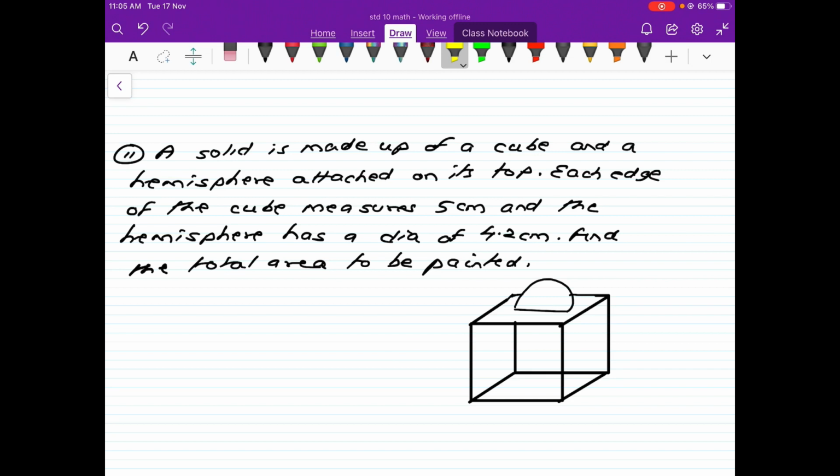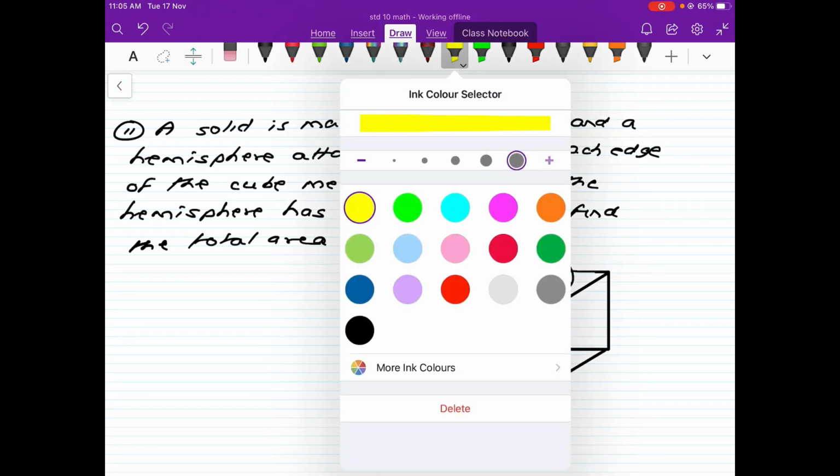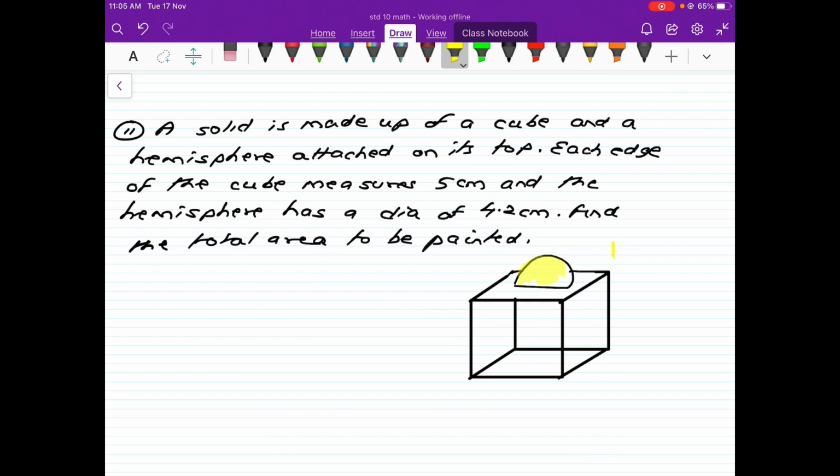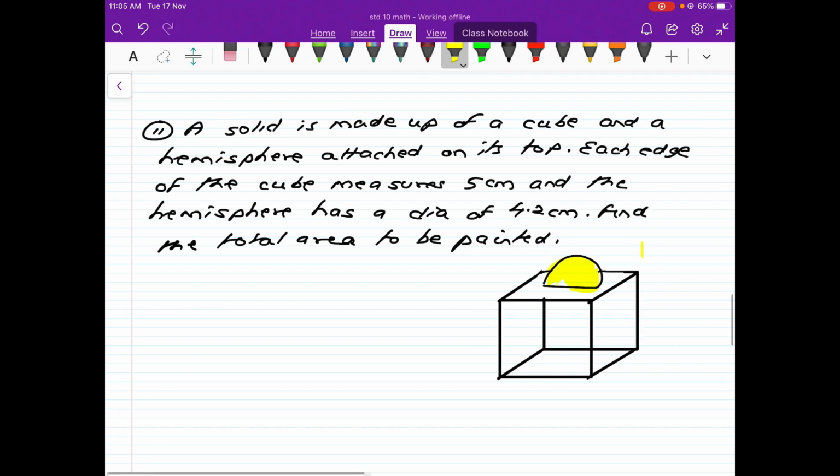Now we come to the 11th sum. So what is the 11th sum? The solid is made up of a cube, and on top of it a hemisphere is attached. So this is the hemisphere which is attached on it. Now we have to paint this cube. For painting, we should always remember 5 sides are as such. In the 6th side, from the area of the top we have to subtract one circle, because that is the hemispherical part, plus we have to add the curved surface area of the hemisphere.